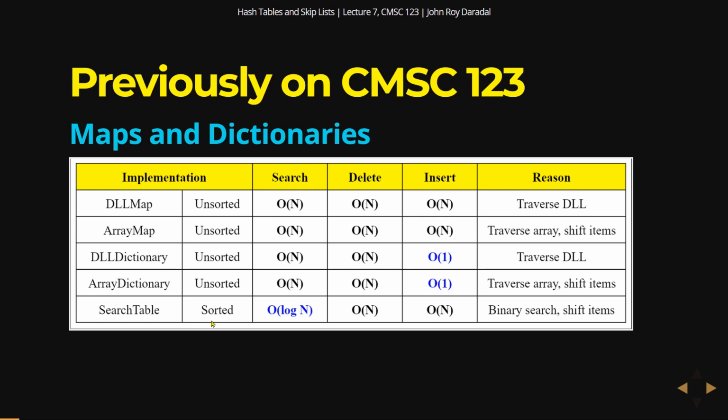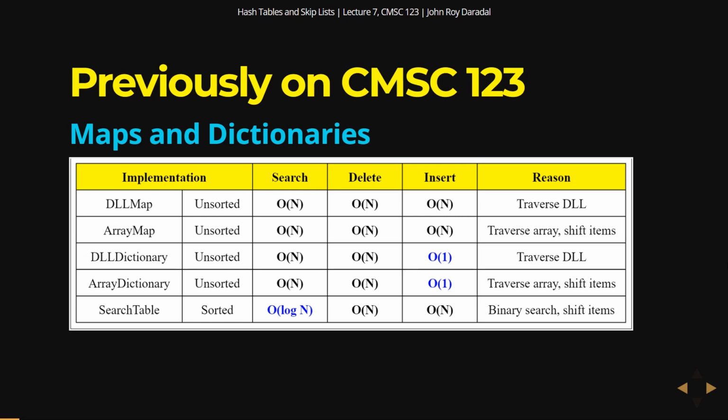Now, the best implementation that we saw last time was called the search table, which had sorted entries, right? So sorted array, basically. So if you have a sorted array, you could run your search in O of log n, because you can use binary search, right? However, delete and insertion will still run in O of n because of the shifting of items forward and backward to avoid holes in the array. Okay, so those were our previous implementations of maps and dictionaries.